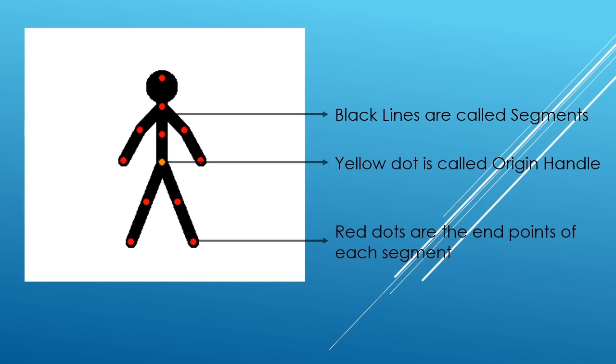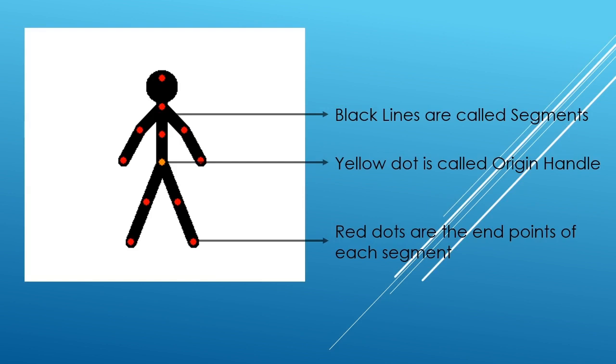Now if you check the center portion of the stickman, you'll find a yellow dot, which is the main point or the origin of this stickman, known as the origin handle. That means if you have to move this particular stickman from one section of the screen to another, then you have to click on this yellow button.